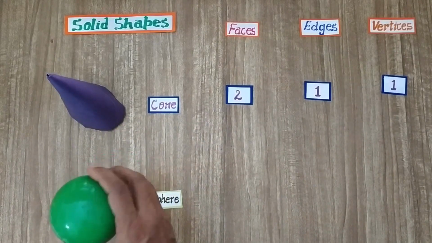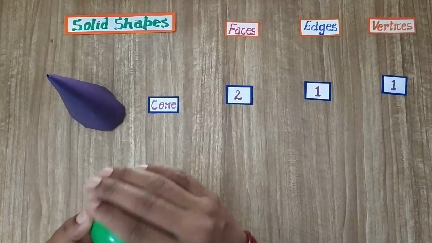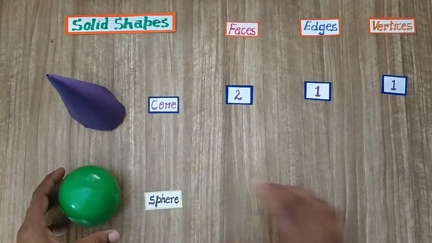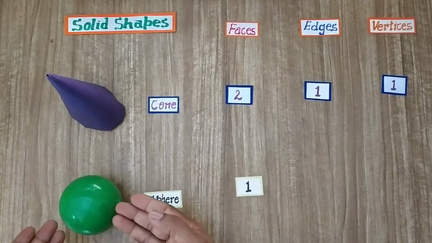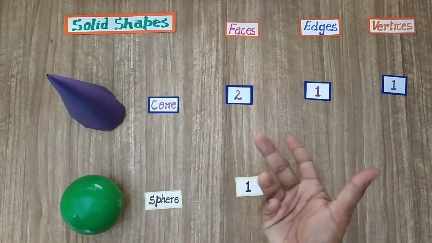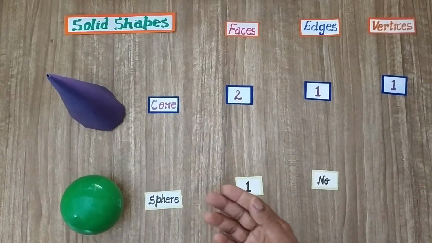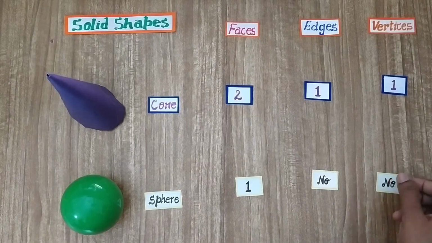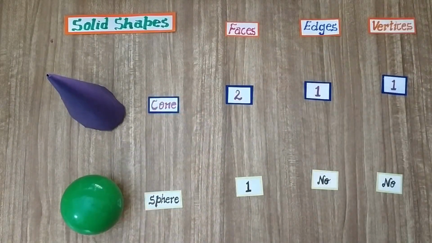Look at the sphere. A sphere has 1 curved face. This is the curved surface. So a sphere has only 1 face. What about the edge? Does it have any edge? No, it's not having any edge. When it's not having any edge, will it be having vertices? No vertices. This is all about solid shapes and their properties.